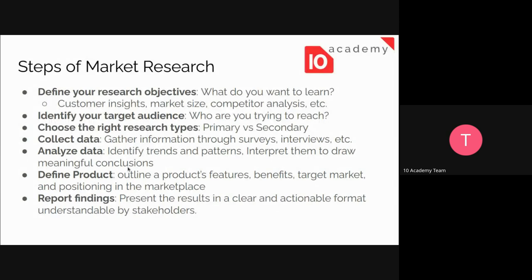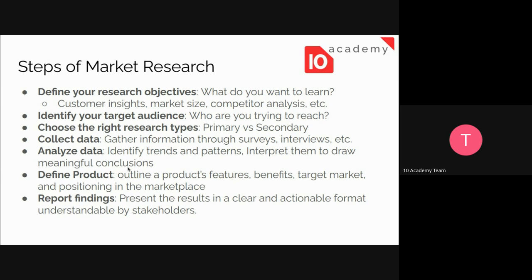Okay, so you need to define those objectives, and it should be clear. We need to do that on paper, or even if you are not using paper and you are using a web application or a platform, you need to put down that objective clearly, which is very important.